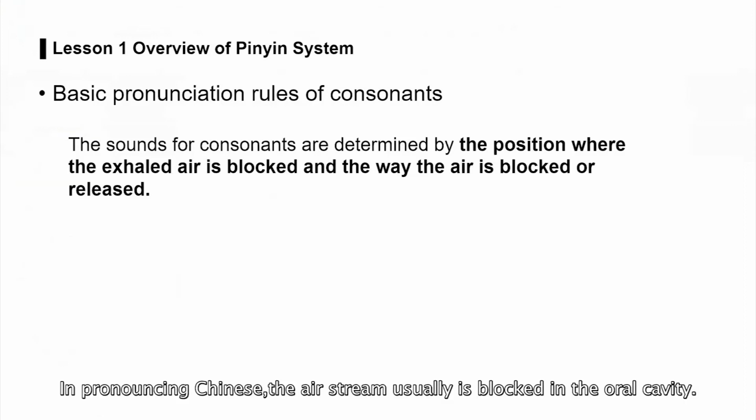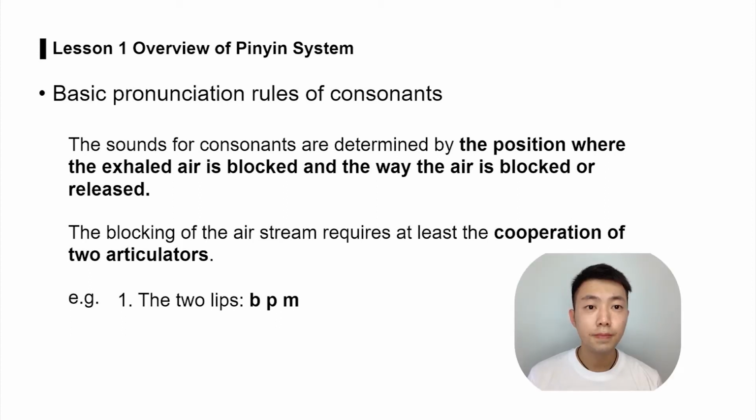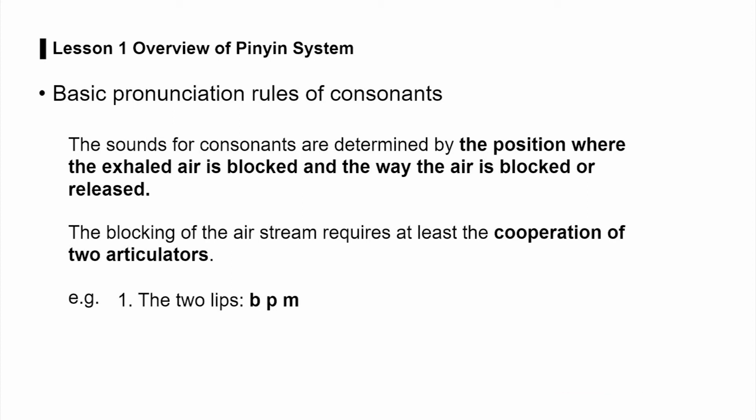In pronouncing Chinese, the air stream is usually blocked in the oral cavity. The blocking of the air stream requires at least the cooperation of two articulators. For example, using the two lips, we can pronounce B, P, M. Using the upper teeth and the lower lip, we can pronounce F.